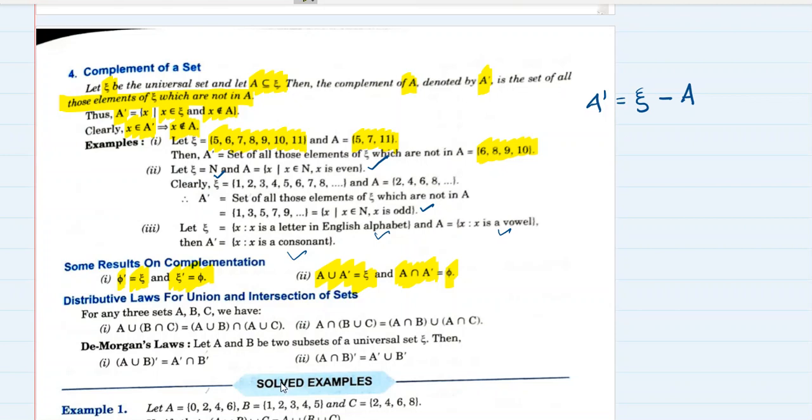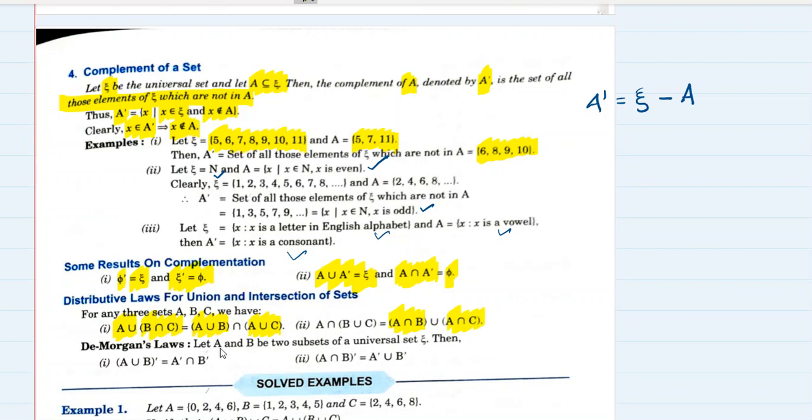Distributive law for union and intersection of sets. Now, these laws are not used very frequently, but in questions that ask you to prove something, these laws are used. So, A union B intersection C: if you union A with the intersection of B and C, then you get A union B intersection A union C. If you intersect A with the union of B and C, then you get A intersection B union A intersection C.